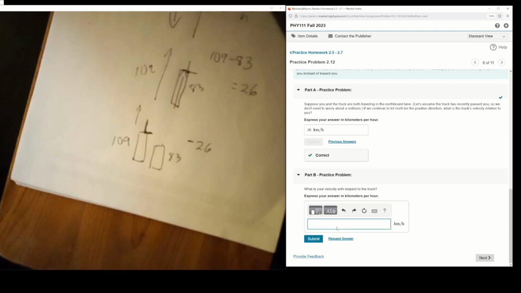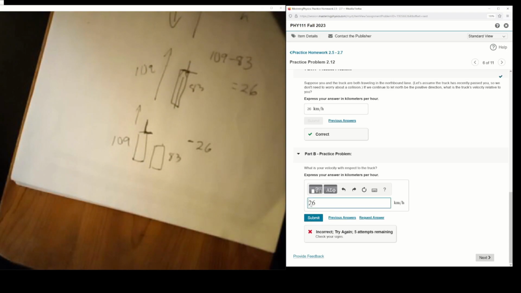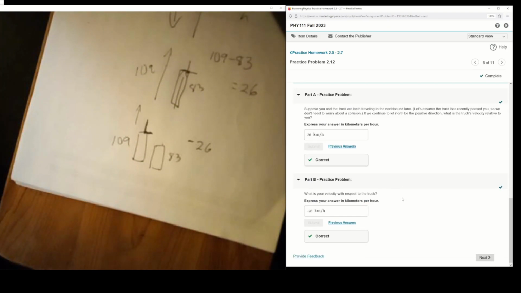And the minus better be on this one. I'm so stuck on this minus sign. What if I put positive here? All right, it doesn't take it. Well, that's good this time. And there we go.